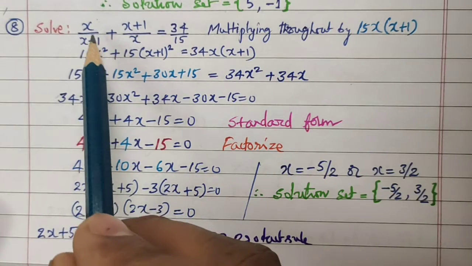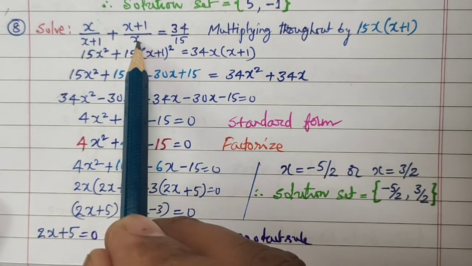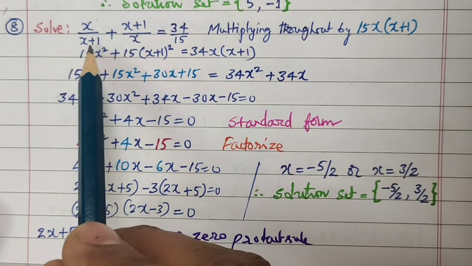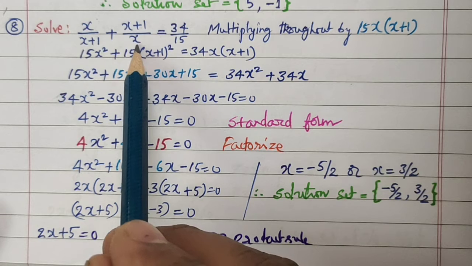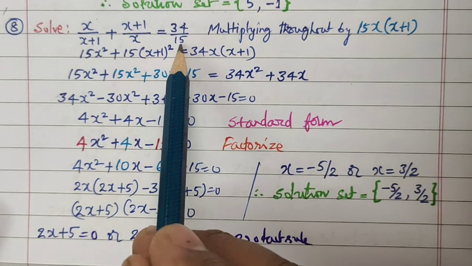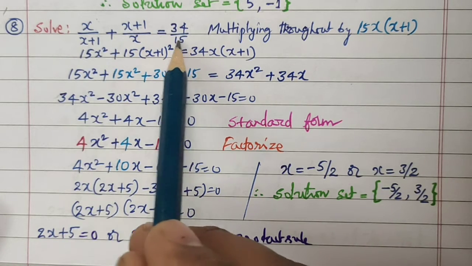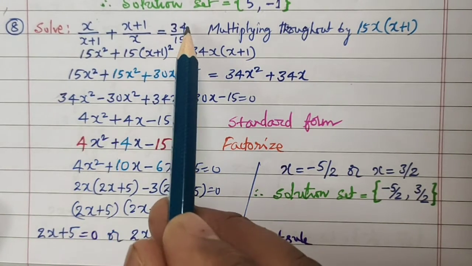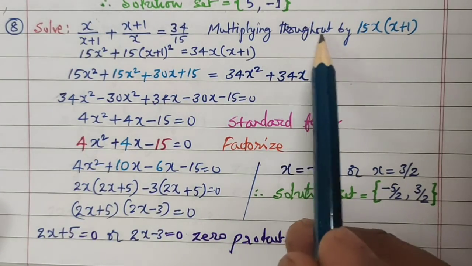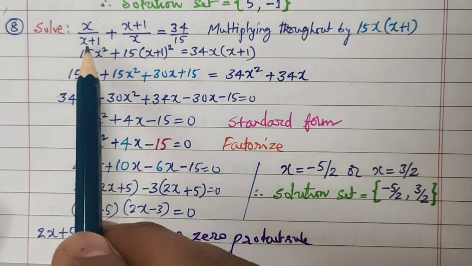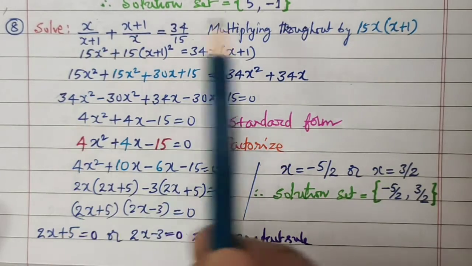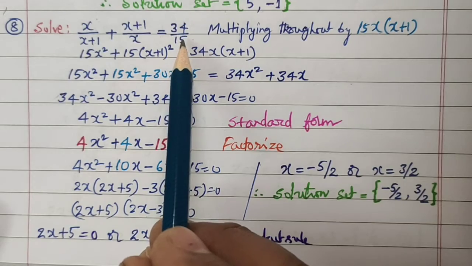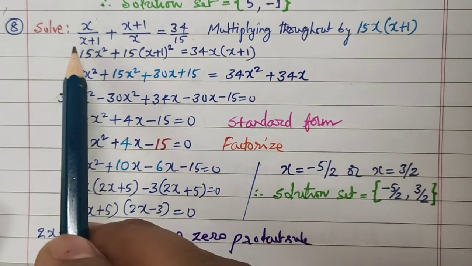Solve x divided by x plus 1 plus x plus 1 divided by x is equal to 34 by 15. When you see the denominators on the left hand side and the right hand side, there are very simple denominators. So you can take the product of all the denominators and multiply both left hand side and right hand side by the same product, multiplying throughout by 15x into x plus 1, so that this x plus 1 and that expression will get cancelled. This x and this x will get cancelled. On the right hand side, 15 and 15 will get cancelled.